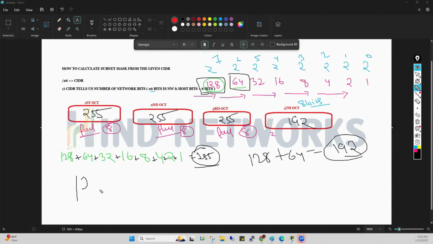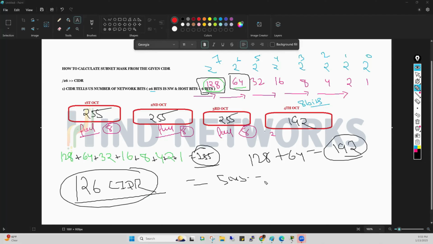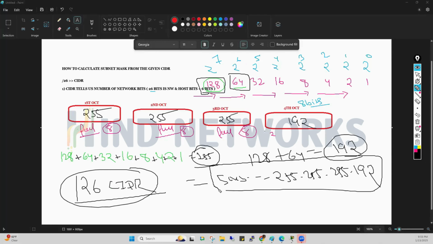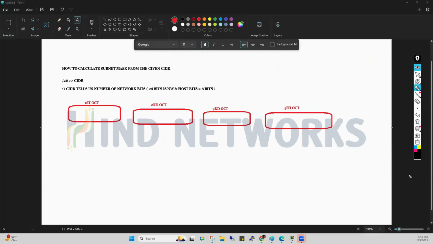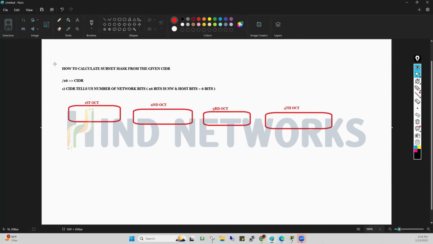So if I ask you, that is the CIDR, what is the subnet mask for this CIDR? The answer will be 255.255.255.0. That is the subnet mask for this CIDR value. I hope this is clear to all of you. Understand? Everyone, yes or no? I explained it to you from the very basic level. Clear?